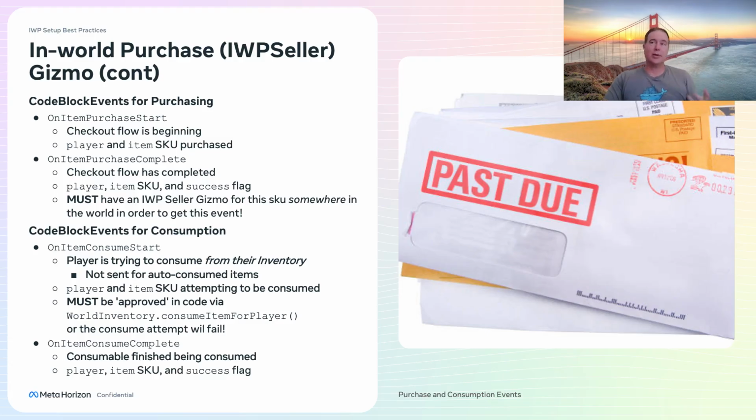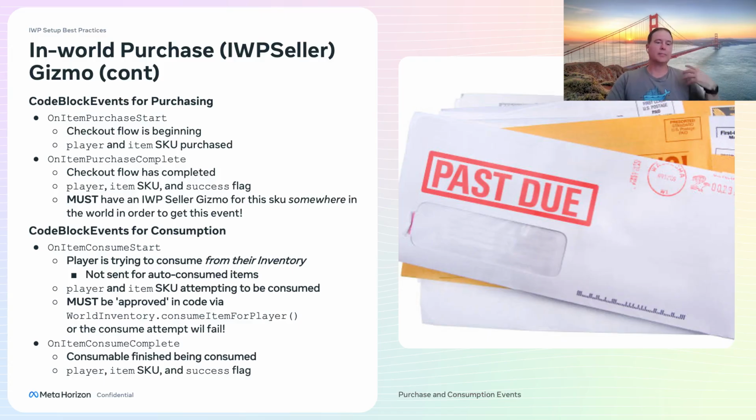If it's a consumable item, there's also some other events that you get, which are on item consume start and on item consume complete. So this consume start event, as I was mentioning earlier, when players are trying to consume something from their inventory, this is sent only for those things that are in the inventory when someone tries to consume them from their inventory on their own. It's not sent for auto-consumed items. It tells you the player and the item that's trying to be consumed, and then you must approve that consumption with code by calling world inventory consume item for player, and then you pass the player and the SKU here, or the consume from the inventory just will fail. It just won't do anything at all.